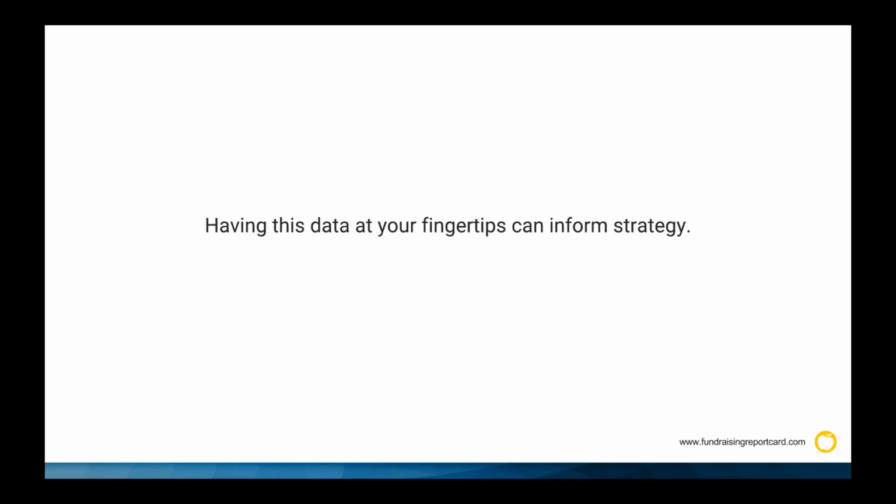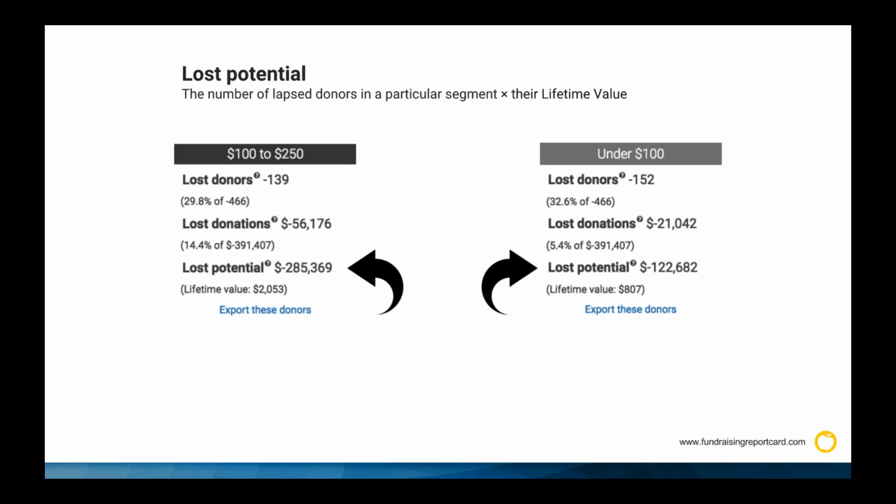So why is that important? Because having that data allows you to do the same thing we were just talking about with acquired donors, right? We can send the targeted appeal to bring them back. Or maybe now, seeing this lost potential, this gives you enough ammunition, gives you the justification to do some one-to-one touches with these 139 people, these 152 people, because we can now quantify how important their relationships are with us over the long term.